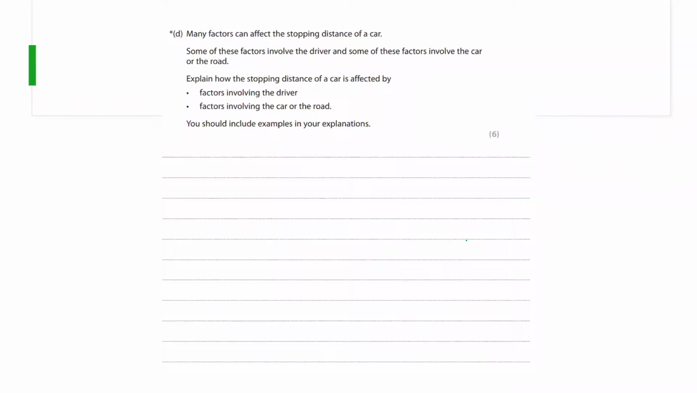Many factors can affect the stopping distance of a car. Some of these factors involve the driver, and some involve the car or the road. Explain how the stopping distance of a car is affected by factors involving the driver and factors involving the car or the road. You should include examples in your explanations. Actually, it's a really good opportunity, isn't it? Because this is a kind of common sense thing. A lot of people know this. So the factors of the driver, there's lots of things here. So the person.